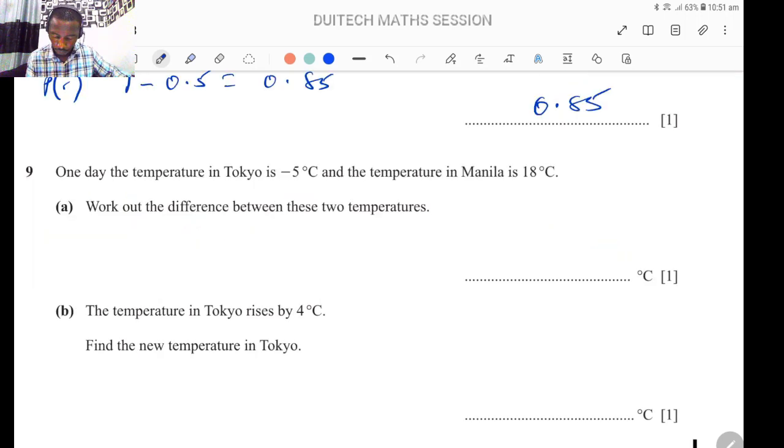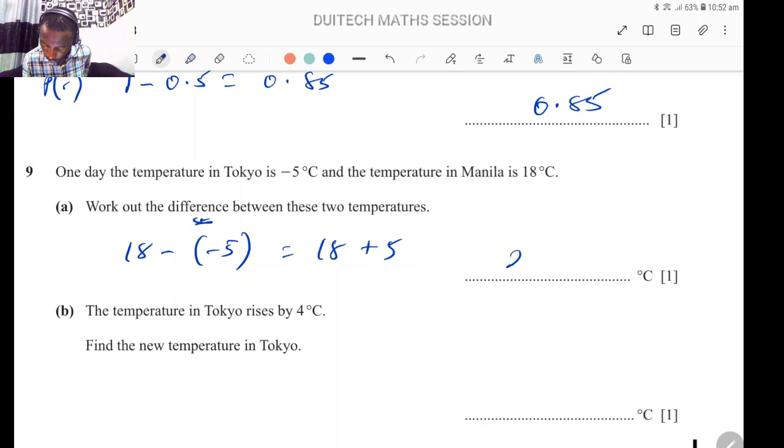One day the temperature of Tokyo is minus 5 degrees and the temperature of Milan is 18 degrees. Work out the difference. The difference means subtract. So we are subtracting 18 minus minus 5, which gives us 18 plus 5, which gives us 23.